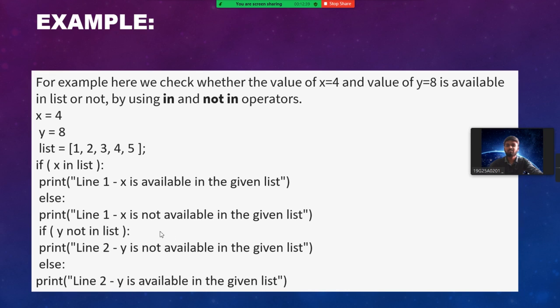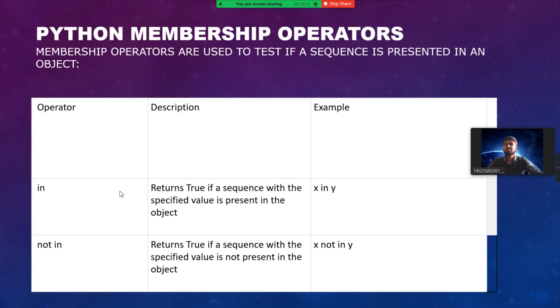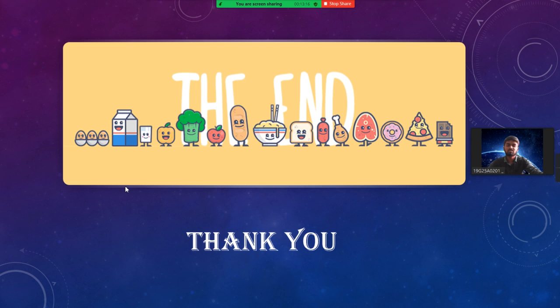Else, print line 1, x is not available in the given list. If y is not in list, print line 2, y is not available in the given list. Else, print line 2, y is available in the given list. Like this, we will run the code to see what will be printed. Like this, x is available in the given list. This one will be printed, x is available. Like that, these membership operators work.